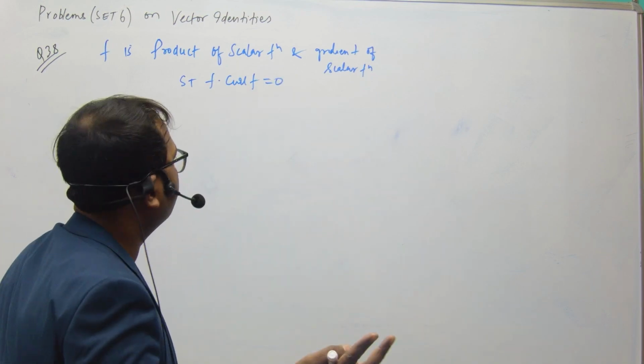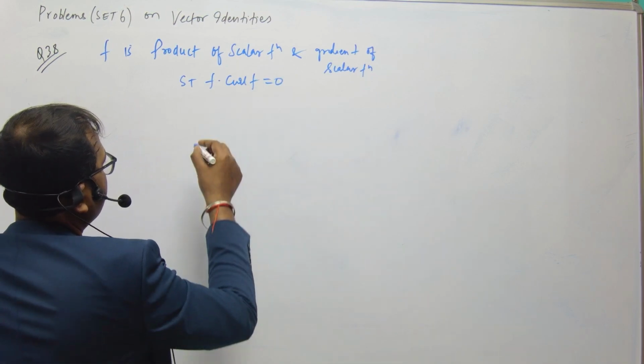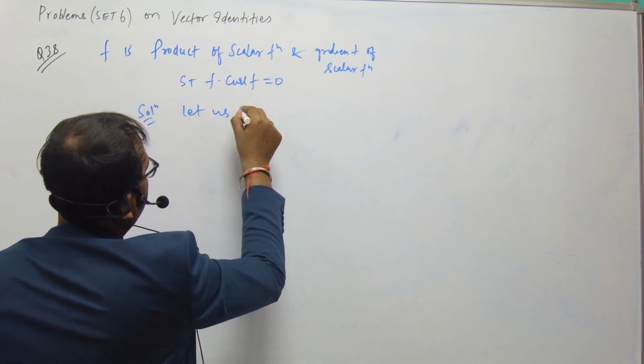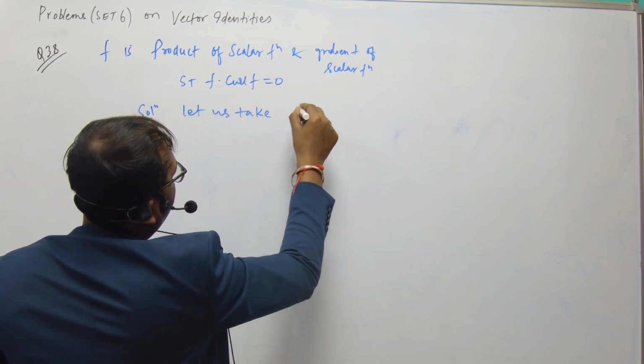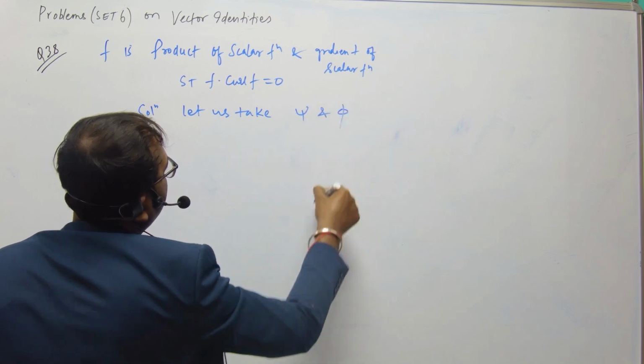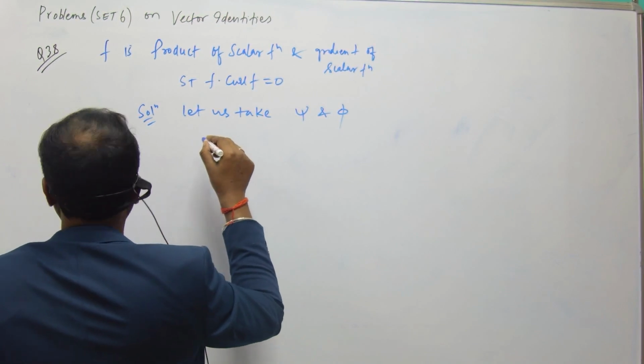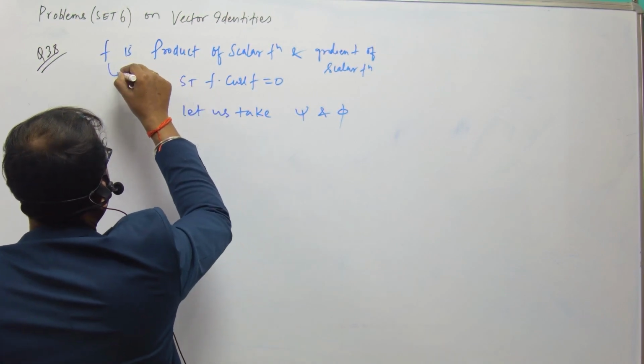Okay, so let us take two scalar functions. Solution. Let us take two scalar functions psi and phi. We have f, which is a vector function.